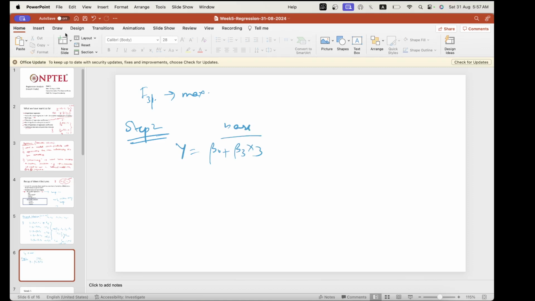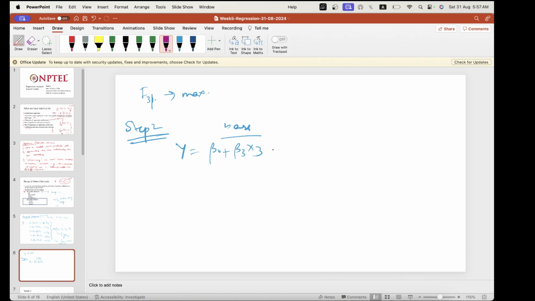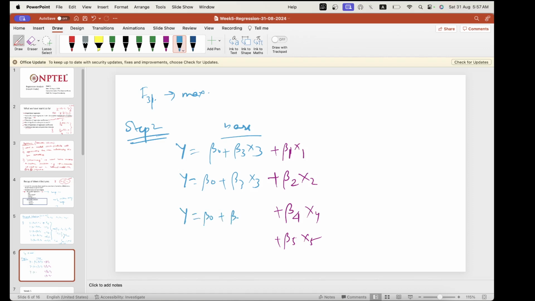Okay, and then we proceed to add others. So we can have beta 1 x1, we can have y equal to beta naught plus beta 3x3 plus beta 2x2, then we can have plus beta 4x4 plus beta 5x5. Okay, so now again we are going to find out maximum of f1 given 3. We are testing the significance of x1 given x3 is significant, f2 given 3, f4 given 3, f5 given 3.